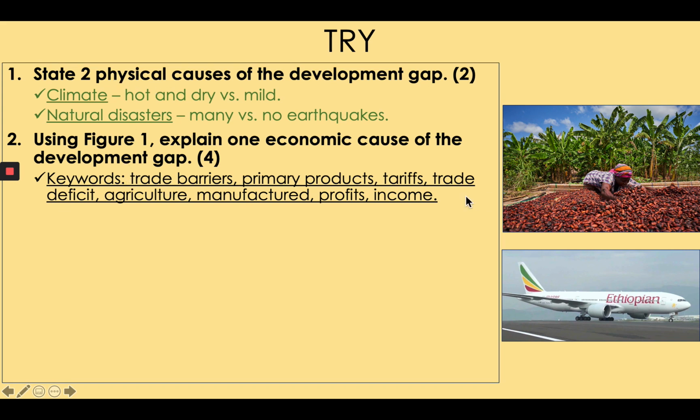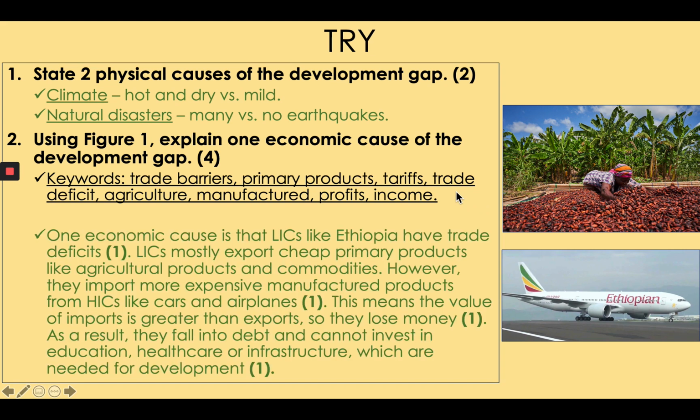Second question. Make sure you use these keywords again. You should have said that one economic cause is that LICs like Ethiopia have trade deficits. LICs mostly export cheap primary products like agricultural products and commodities. Commodities are natural products, natural resources that have a value to people, like gold or oil. However, they import more expensive manufactured products from HICs like cars and airplanes. This means the value of imports is greater than exports, so they lose money. As a result, they fall into debt and cannot invest in education, healthcare, or infrastructure which are needed for development.